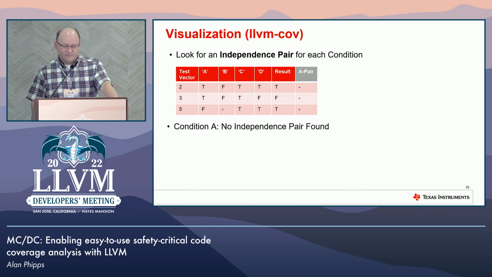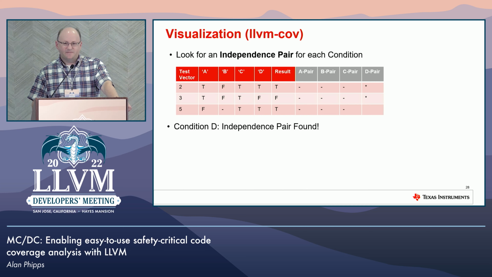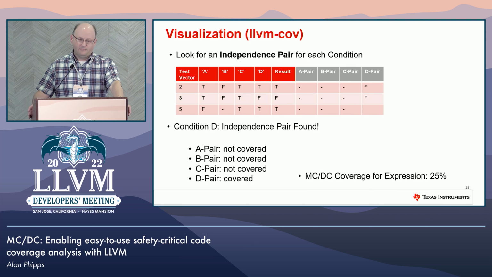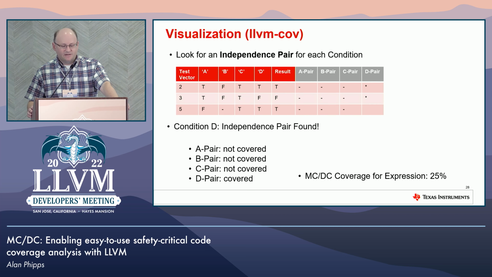What it'll do is it'll look for an independence pair. It'll do that for condition A. It won't be able to find one for A out of this set because one of the criteria is not satisfied. Condition D is not held fixed. It'll look for B and C, and it won't be able to find an independence pair out of this set of executed test vectors either. But it will for D. 2 and 3 satisfy the condition. And so in this particular case, only one condition is covered by MCDC, yielding a coverage metric of 25%.